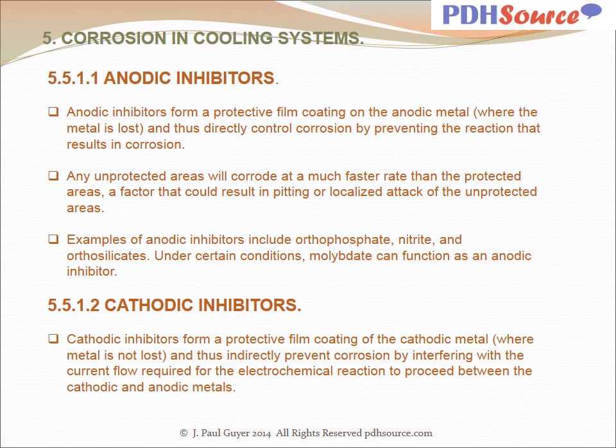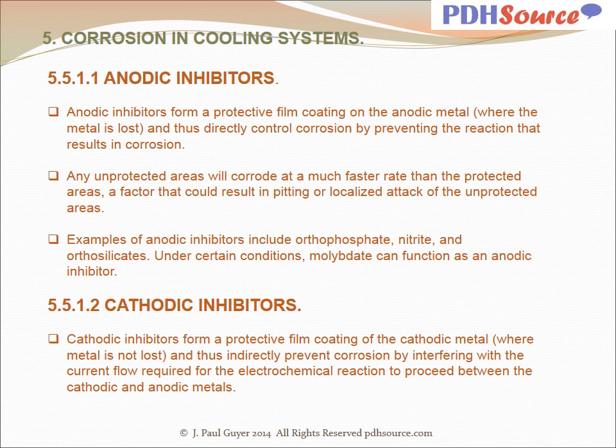Any unprotected areas will corrode at a much faster rate than the protected areas, a factor that could result in pitting or localized attack of the unprotected areas. Examples of anodic inhibitors include orthophosphates, nitrite, and orthosilicates. Under certain conditions, molybdate can function as an anodic inhibitor.